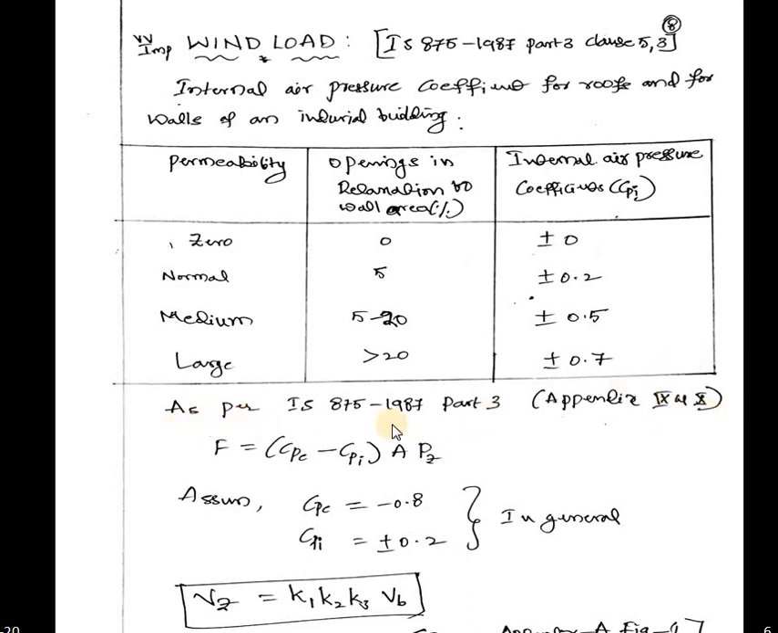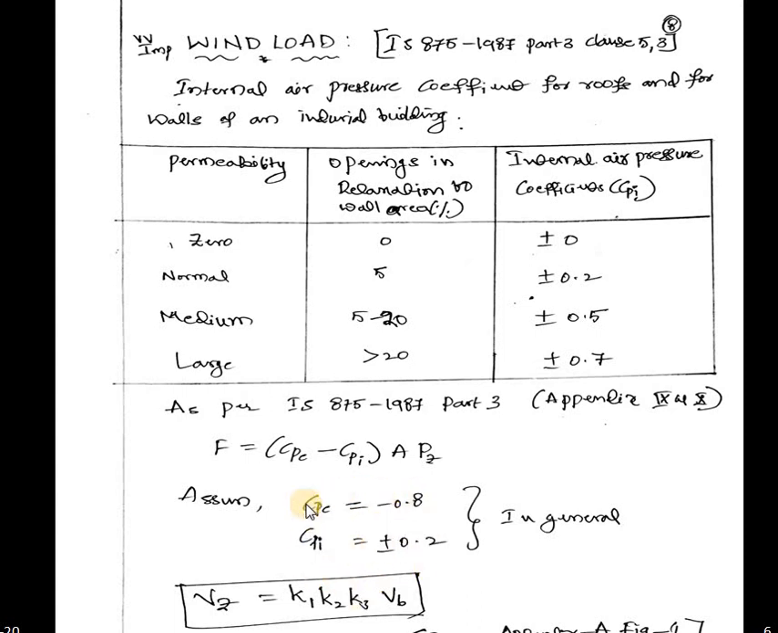Now as per appendix 9 and 10, the force F is equal to external air pressure coefficient minus internal air pressure coefficient, into A into Pz. So instead of remembering all these, if you want to assume, you can directly assume the external air pressure coefficient equal to minus 0.8, and the internal air pressure coefficient plus or minus 0.2 for normal. In general, if you remember these two values, you can easily calculate wind load.